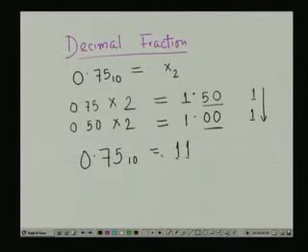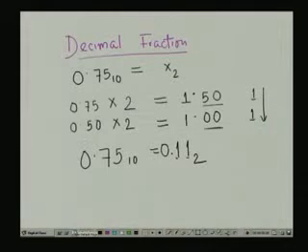That means it should be 0 point, so this should be 0.11 in base 2. This is 0.11 base 2. So, we have seen how the decimal number can be converted to binary.